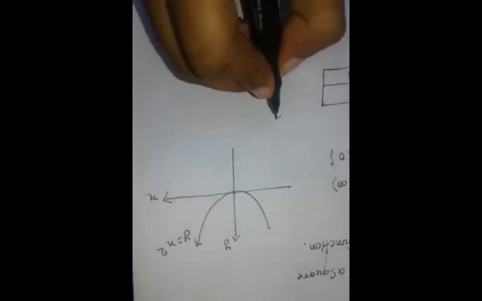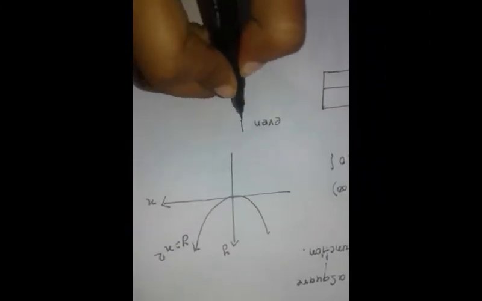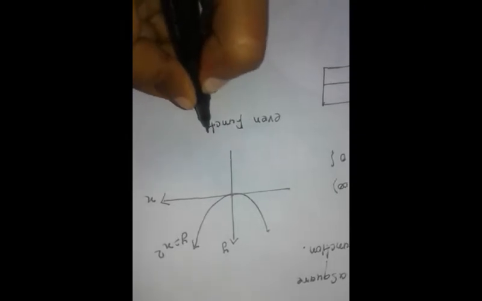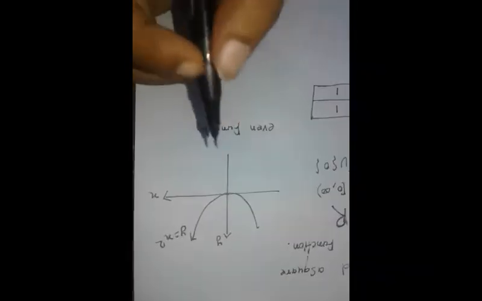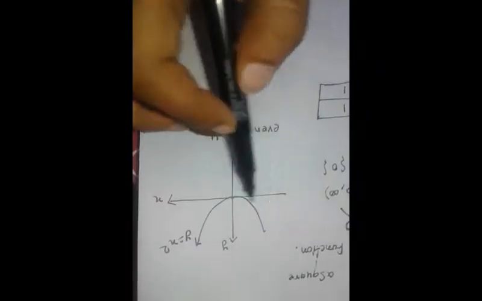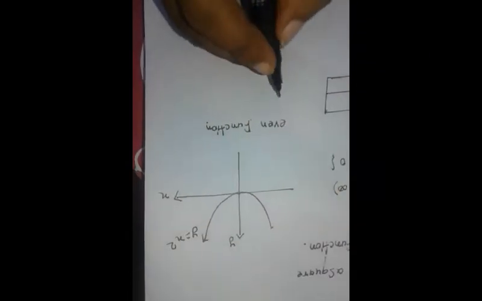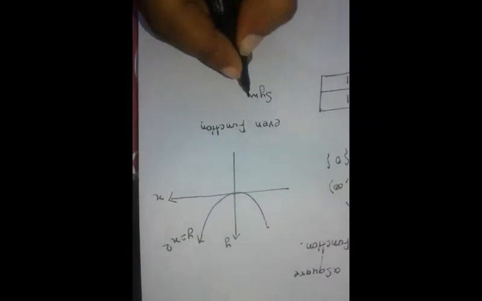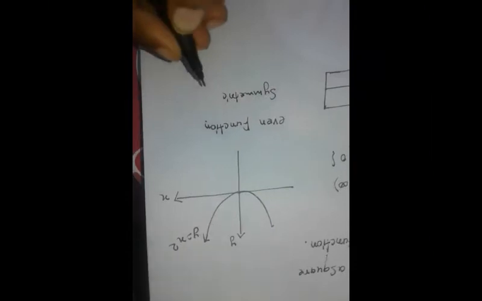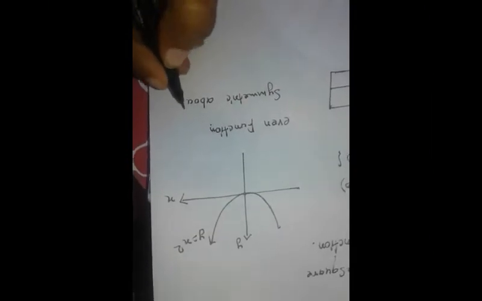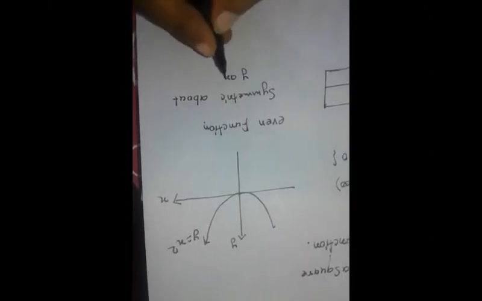It is also called an even function. The graph of a square function is symmetric about the y-axis.